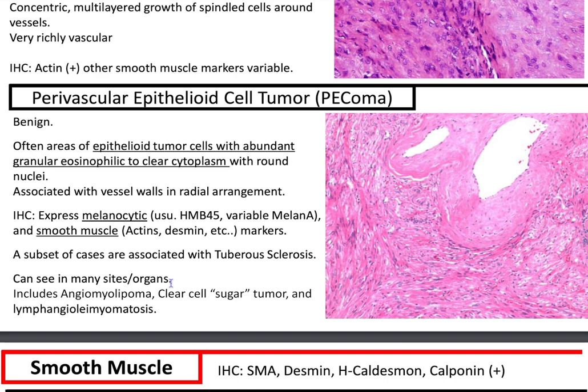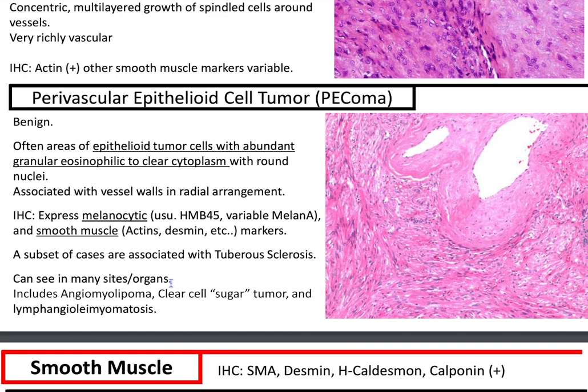PEComa, you probably heard of PEComa if you are a pathology resident, and it stands for perivascular epithelioid cell tumor. It's benign, and often areas of epithelioid tumor cells with abundant granular eosinophilic to clear cytoplasm with round nuclei. It's associated with vessel walls and radial arrangements, and it expresses melanocytic markers like HMB45 and variable Melan-A. It's because on electron microscopy, you can see that they have pre-melanosomes. And then it's also positive for smooth muscle markers like actin, desmin.